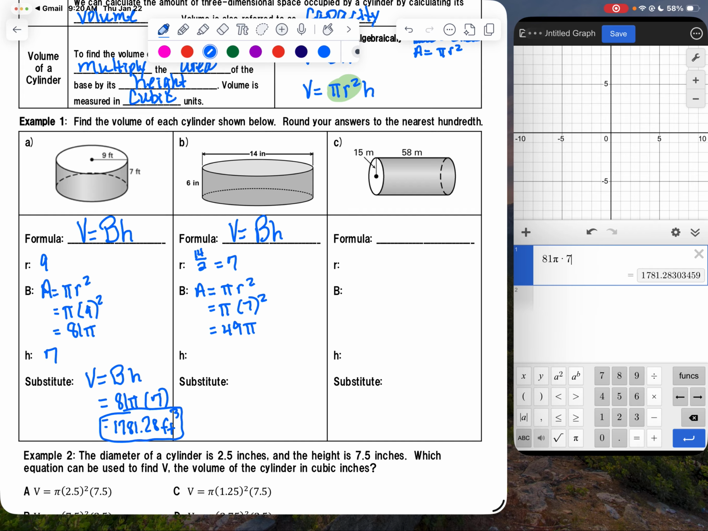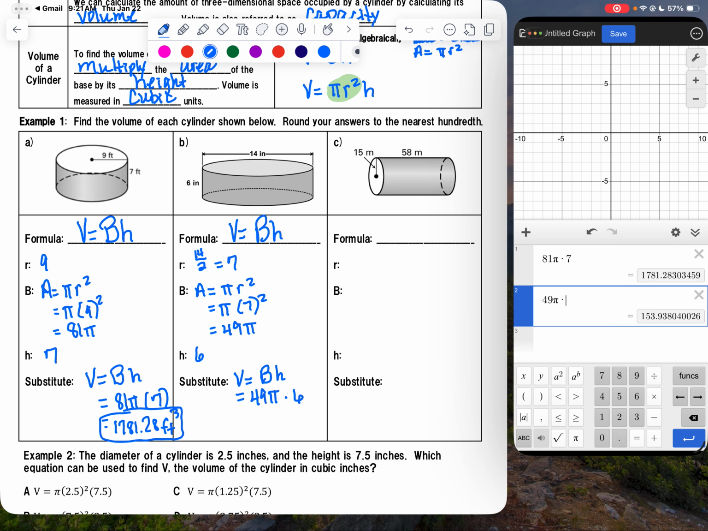The height of the cylinder is 6 units. Once you know all that, you're ready to use your formula. Volume equals area of the base times the height. So that would be 49 pi times 6. Just put that in your calculator, 49 pi times 6, and that gives us 923.63, and it is measured in cubic inches.